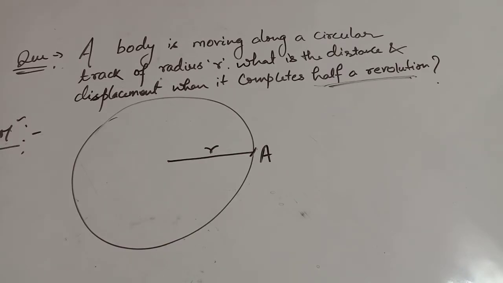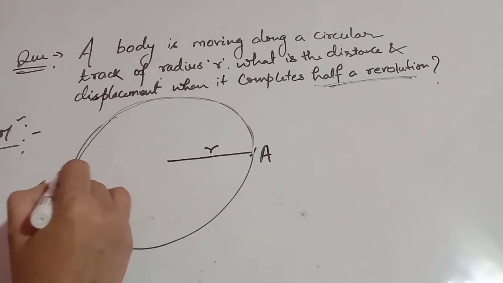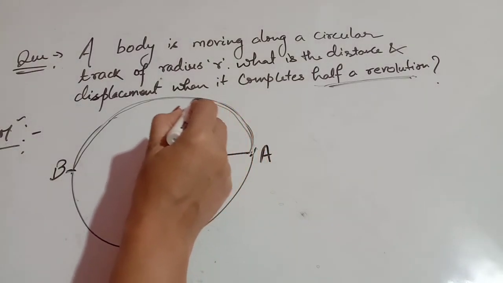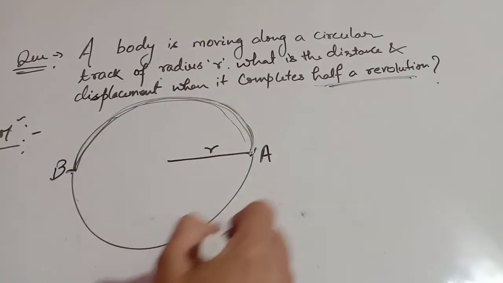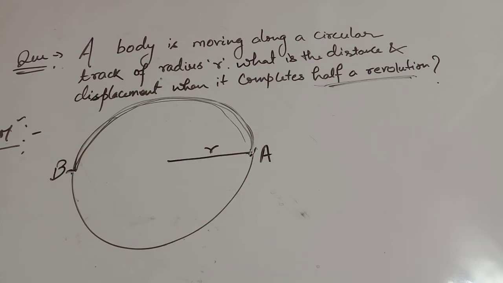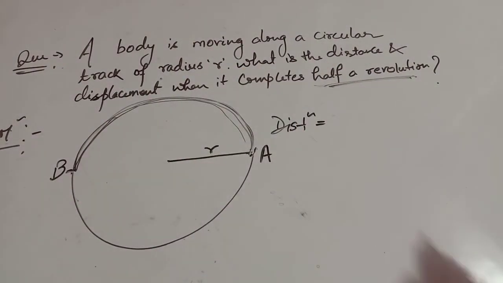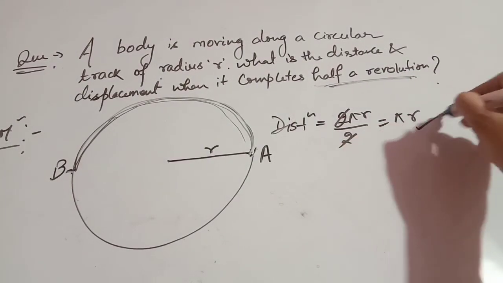So the question is related to half a revolution. In half revolution, what distance will it cover? You just see, in half revolution the position of the object will be just this side. Now suppose this point is B. So this much distance is covered by the object. Now how can we find this distance? It is half of the circumference of the circle. The entire circumference of the circle is 2 pi r. So this distance is equal to half of the circumference, that is 2 pi r divided by 2, that is pi r. So this is your distance.